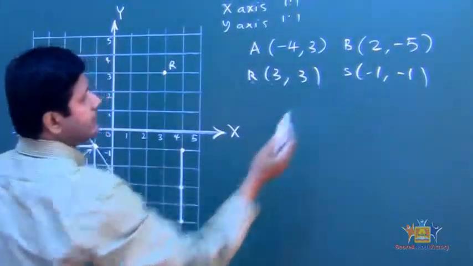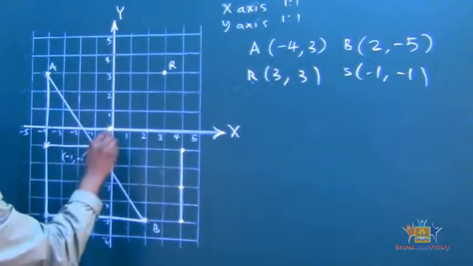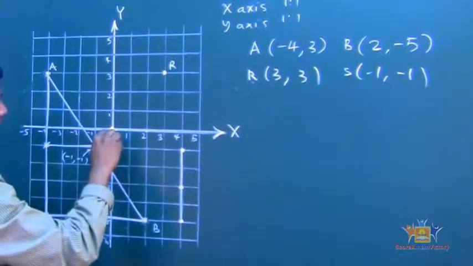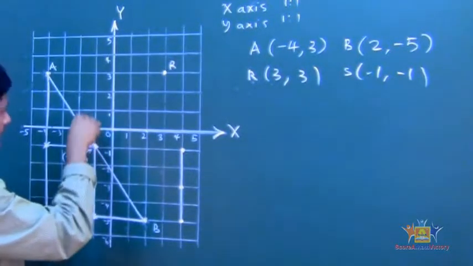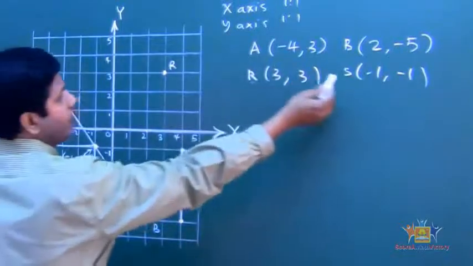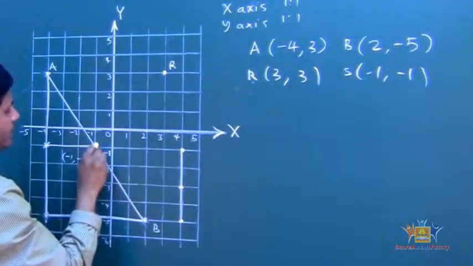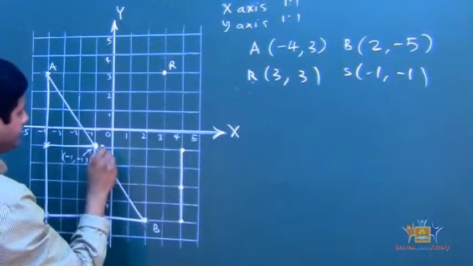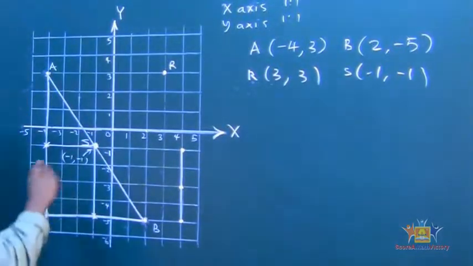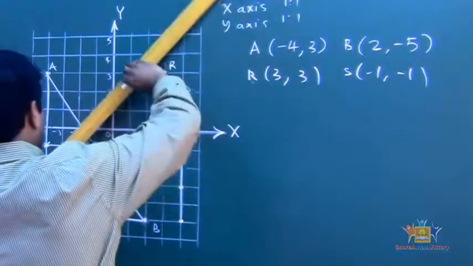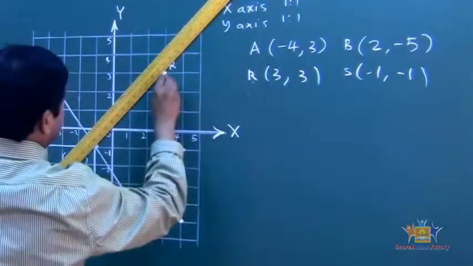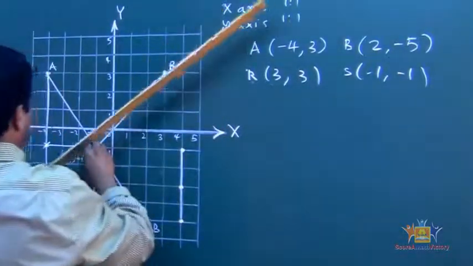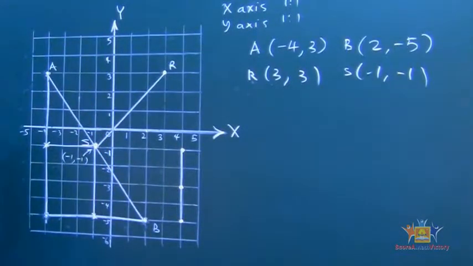Then for S, -1, -1. This is my reference point. I go left by 1 and down by 1, because -1, -1. So that's going to be my S point. Now I'm going to combine those two using a straight edge. Okay, right there. Now I want to find the midpoint of this line RS. So what do we do?